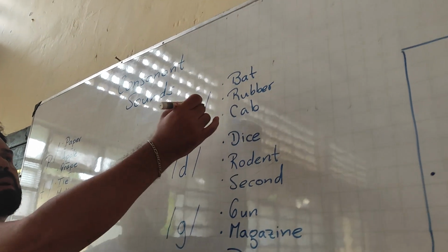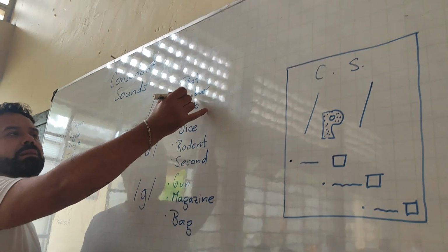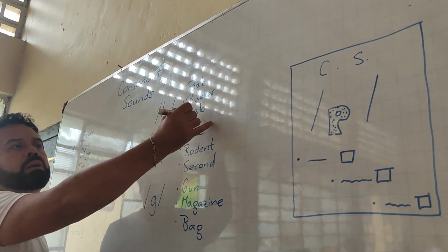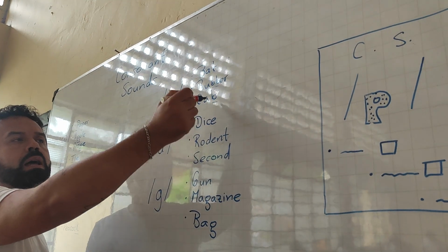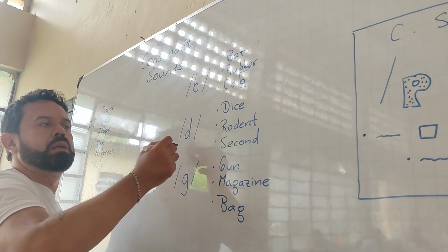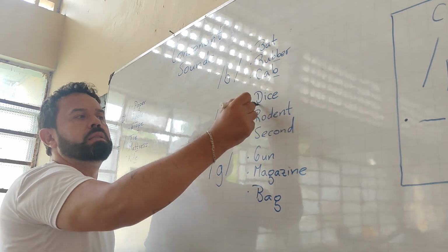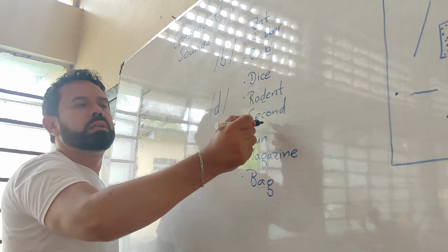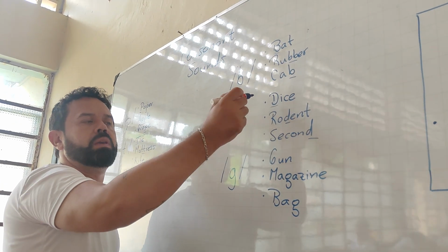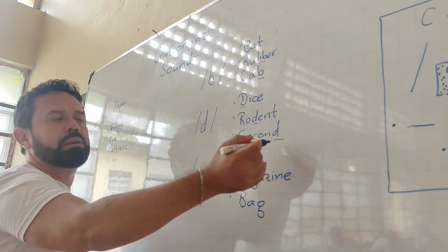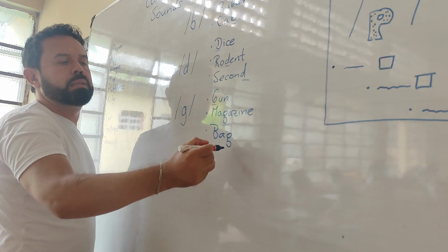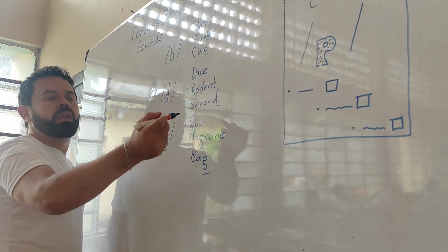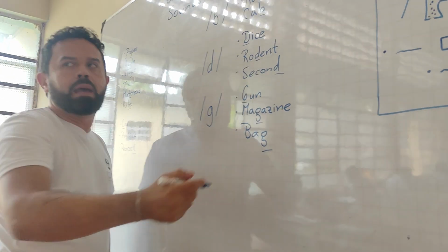Now, here we have B as in bat, rubber, and cab. At the beginning, in the middle, and at the end. The sound of D. Dice, rodent, second. Dice at the beginning, rodent in the middle, and second at the end. G as in gun, magazine, and back. Gun at the beginning, magazine in the middle, and back at the end.